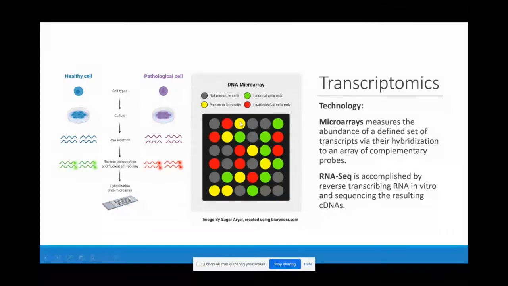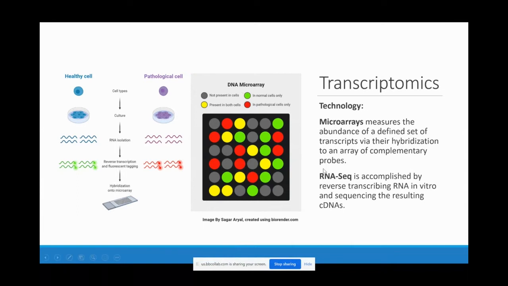Now, if it's present in both, for example, if they both equally express it, then it would show up as yellow. And these chips are huge and you do a vast amount of them because every well has to have a different RNA segment in it to see if it binds to that. And you just go through all through the chip and see what genes are expressed and in what level, and you can get an idea of the type of RNA expression that is happening in your disease versus your control.